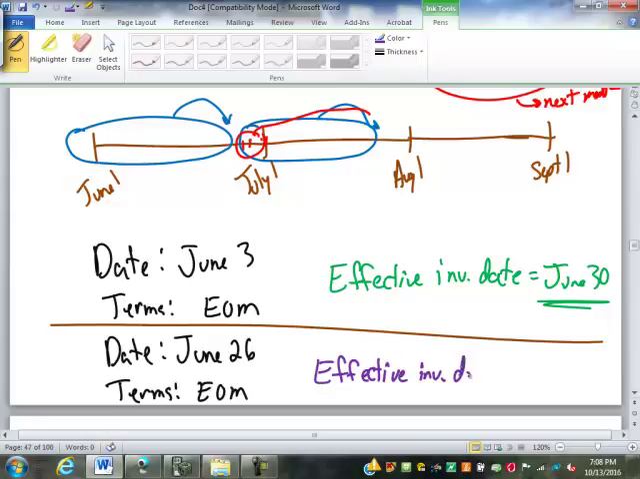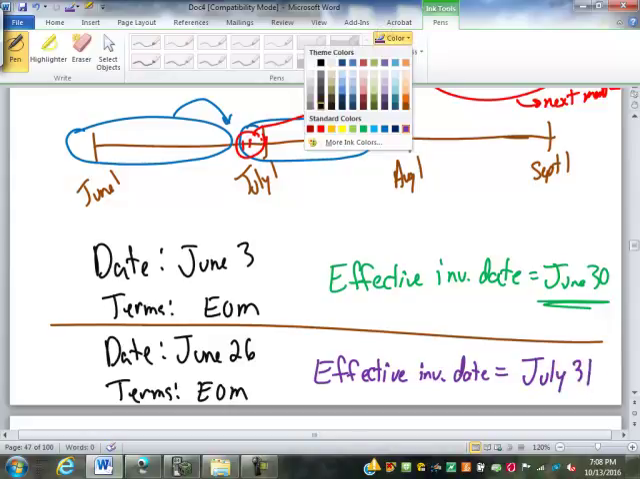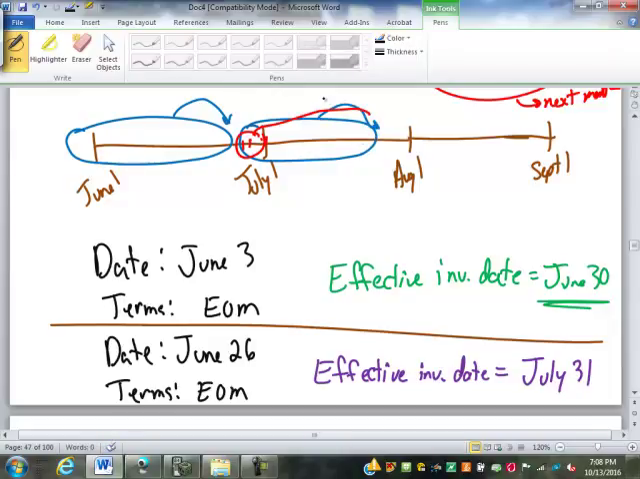the effective invoice date will be... Does that make it into the June batch? No, it is on or after the 26th. It goes into the July batch, so it'll be the last day of July, July 31st. What do you think? Not so bad?